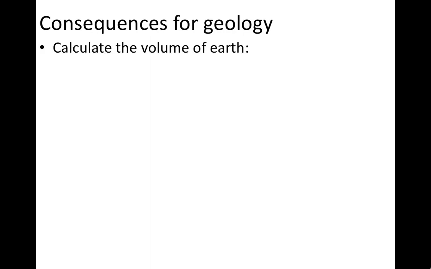We could easily calculate the volume of the Earth. The Earth is roughly a sphere, and the volume of a sphere is given by 4/3 pi r cubed. We know the radius of the Earth is 6.37 times 10 to the 6th, which is 6.37 million meters. And this will yield 1.08 times 10 to the 21st cubic meters.